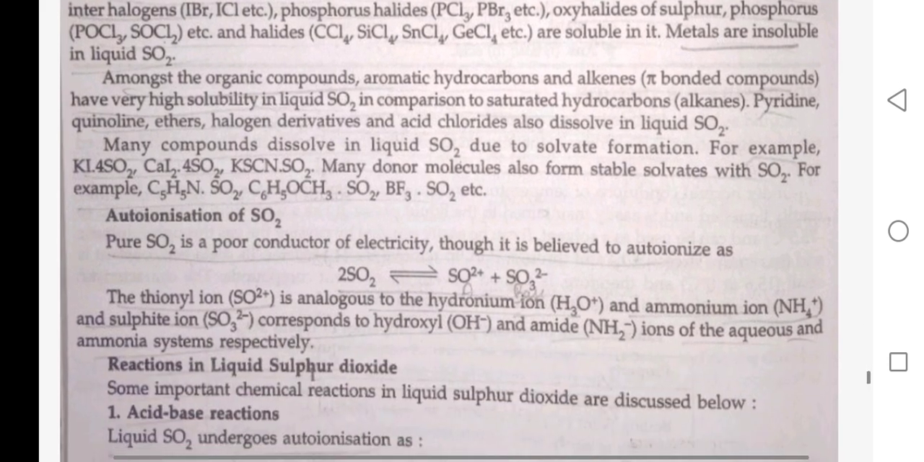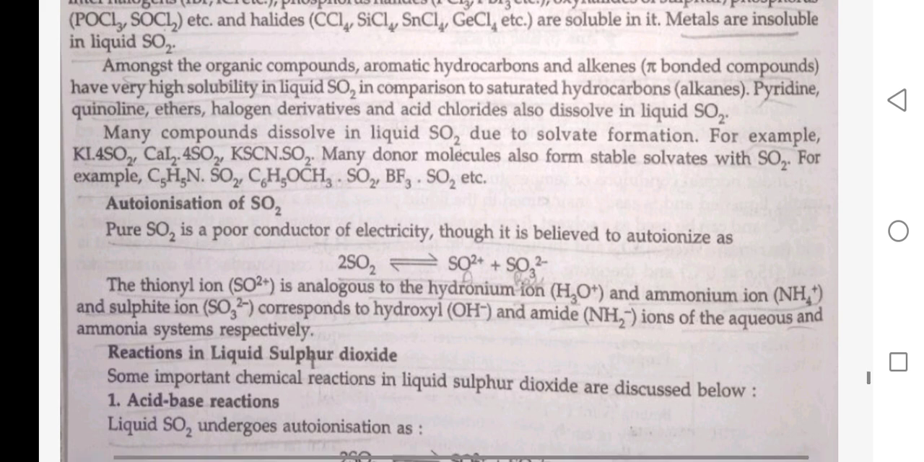Among the organic compounds, aromatic hydrocarbons and alkenes are highly soluble in liquid SO2 in comparison to saturated hydrocarbons. Pyridine, quinoline, ether, halogen derivatives, and acid chlorides also dissolve in liquid SO2. Many compounds dissolve in liquid SO2 due to solvate formation, for example KI.4SO2, CaI2.4SO2, etc. Many donor molecules form stable solvates with SO2.